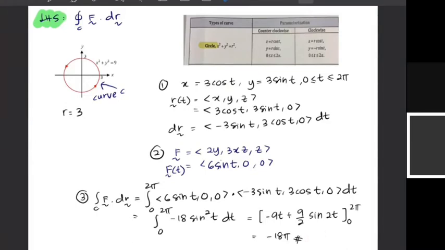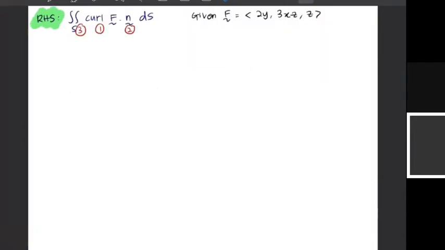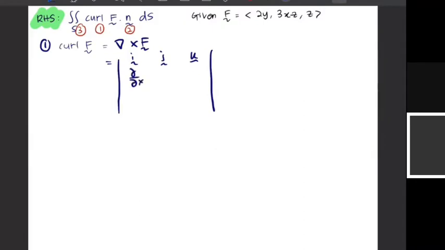Now I want to show you the right hand side, which is curl F dot n dS. First step, find curl F. Then put P, Q, R here: 2y, 3xz, and z. And then solve.